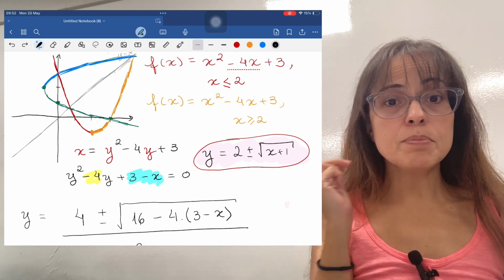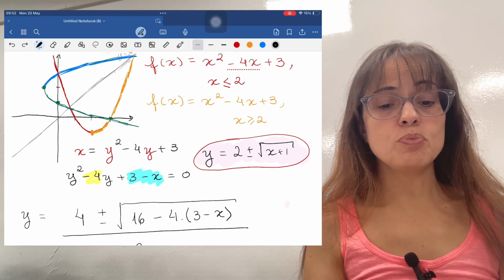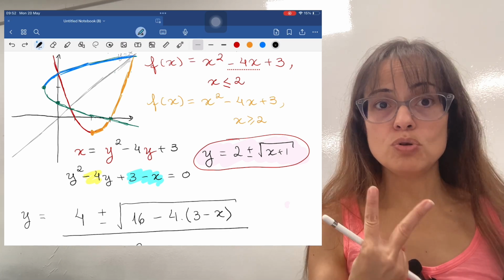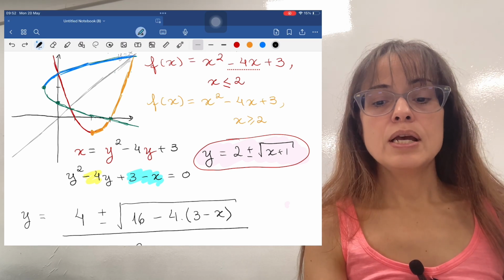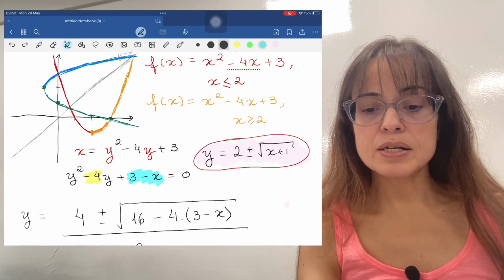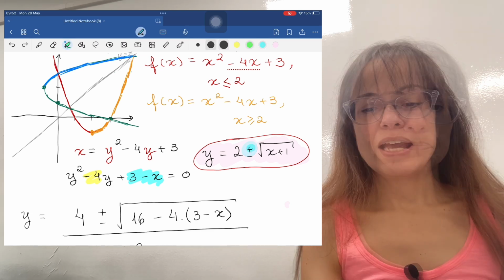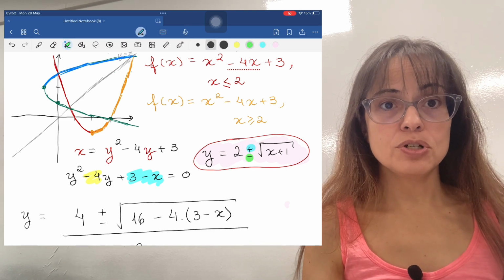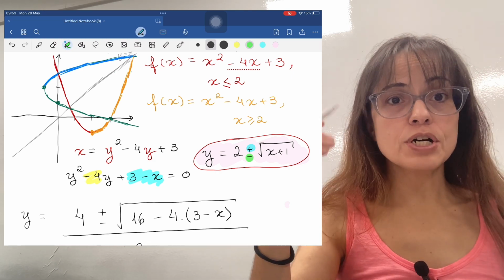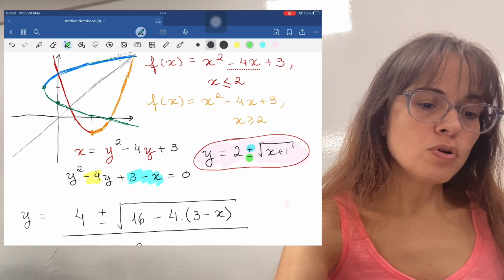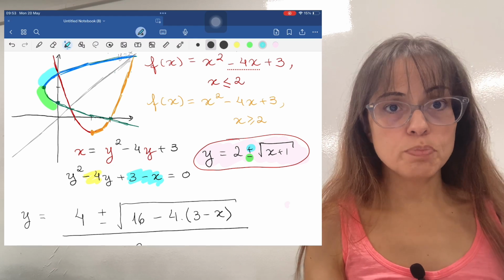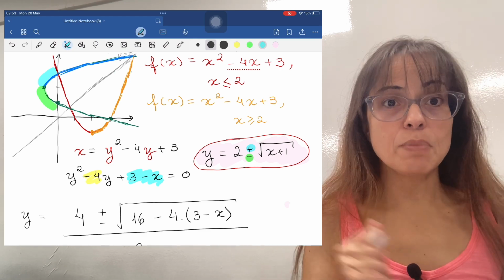But the thing is that, remember, I wasn't trying to do this algebraic exercise in order to come up with one function. I was trying to do it to come up with two functions, which is the blue one and the green one. So what's happening here is that the plus is the blue function and the minus is the green function. Now, how do I know which one is which? It's just because plus goes up and minus goes down. And look, the green function is going down, the blue function is going up. So the blue is the plus and the green is the minus.